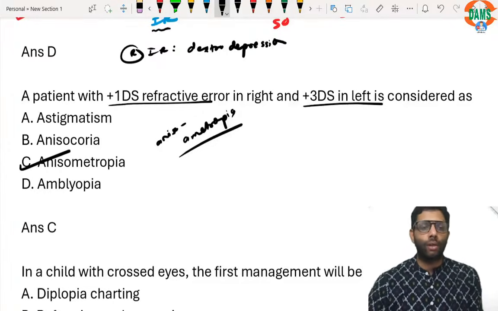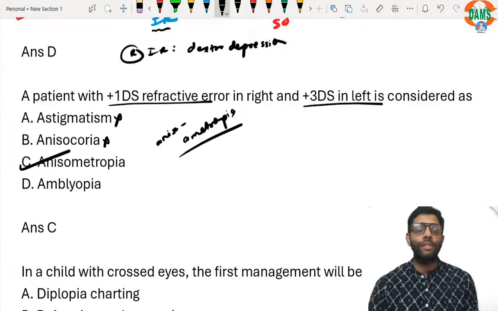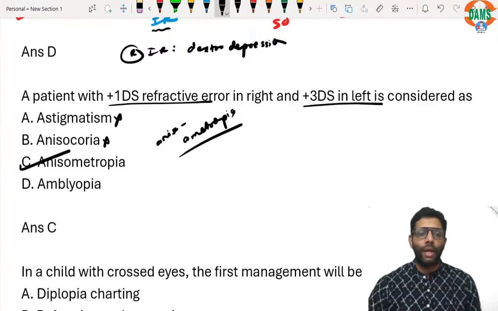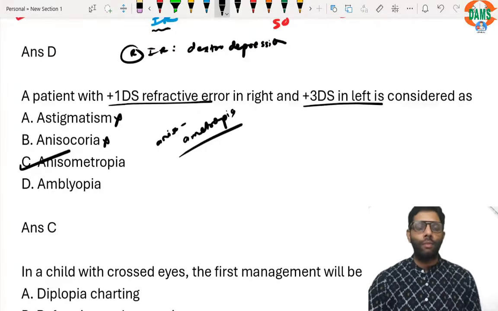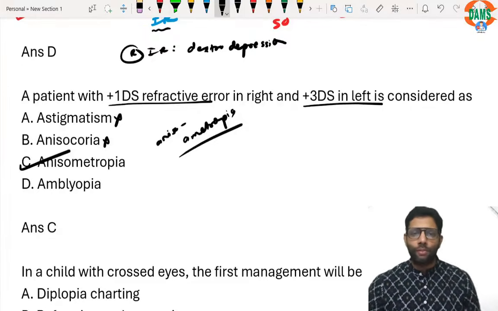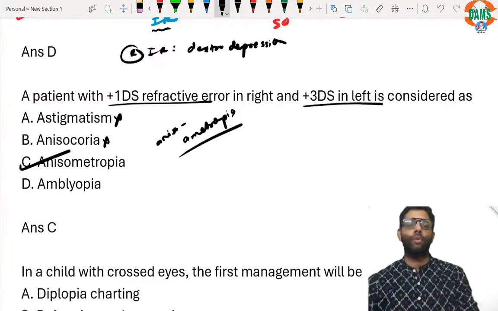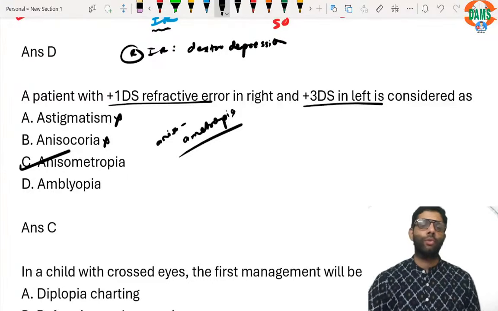What is anisocoria? Astigmatism, there is no cylinder given. Anisocoria is difference in the pupil size. And why the answer is not amblyopia? Because they have not given the visual acuity. For amblyopia, the visual acuity has to be less. So if the visual acuity is less in this left eye, then answer will be anisometropic amblyopia. Here it is only given anisometropia.